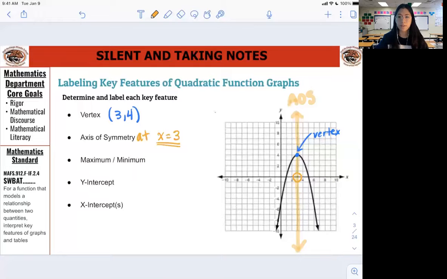It just cuts through, exactly. The axis of symmetry just slices everything in half. And once you look at where the axis of symmetry is, you just want to find the number that it's passing through. And it's passing through x equals 3. So that's what we call it. We say that the axis of symmetry is at x equals 3.